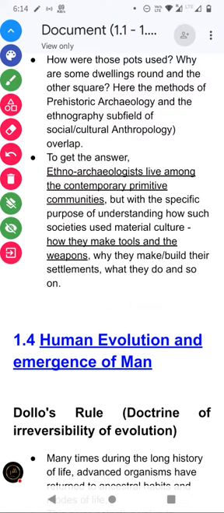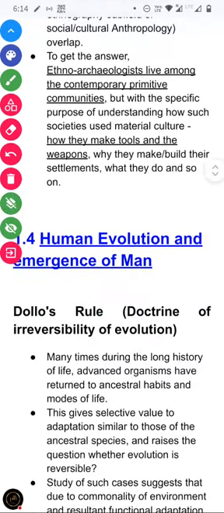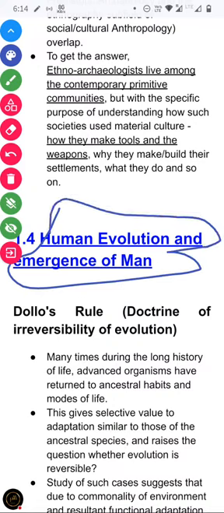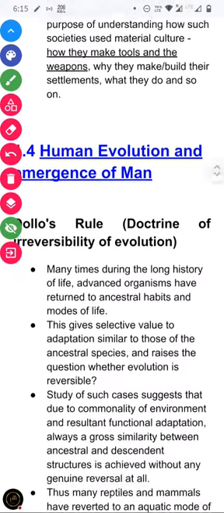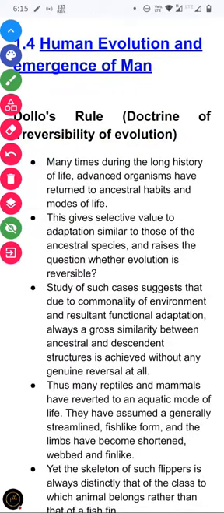So here, how humans evolved and where humans came from. This is the main part of the anthropology syllabus, Human Evolution and Emergence of Man, that includes Lamarckism, Darwinism, synthetic theory. These are included in the Human Evolution and Emergence of Man topic. So this is a very interesting topic where a curious person can find a broad perspective about the growth and development of human evolution.